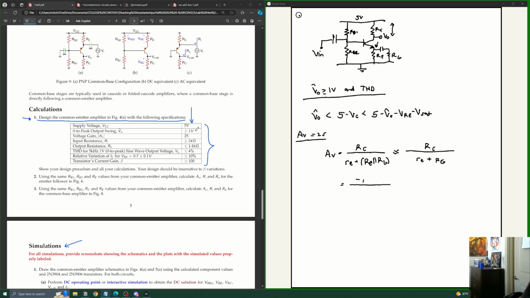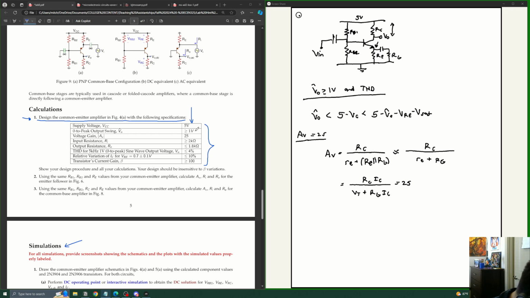the relationship negative RE IC. Forgot, I'm going to ignore the negative sign right there. Right? And then put VT plus RG IC, and that has to equal 25, right? Okay, so then what's next? Right, so this is the equation that kind of describes what the gain is going to be.